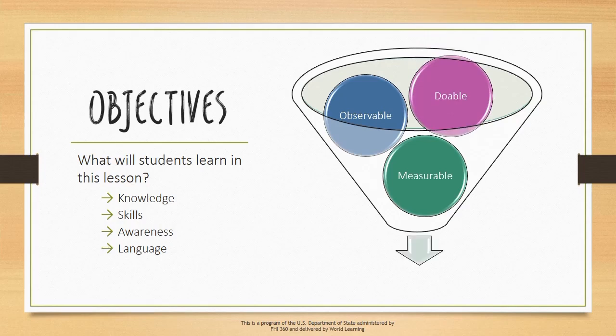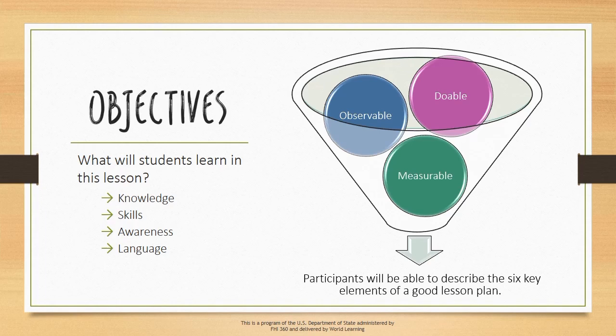So, for example, an objective of this current lesson is for readers to know the key elements of a good lesson plan. To word this in a way that can be observed and measured, we can say that after this lesson, participants will be able to describe the 6 key elements of a good lesson plan.